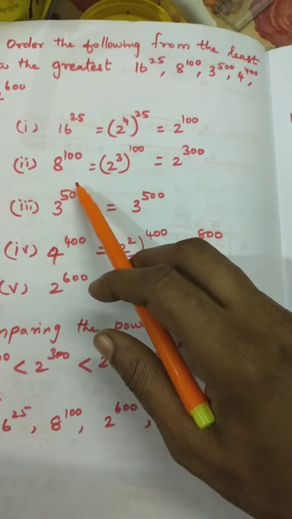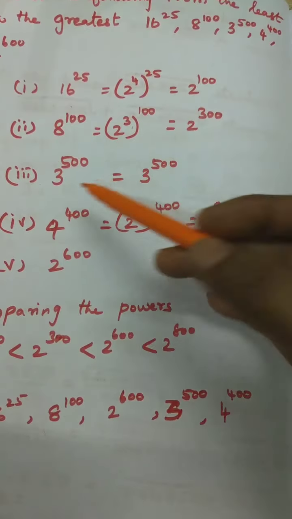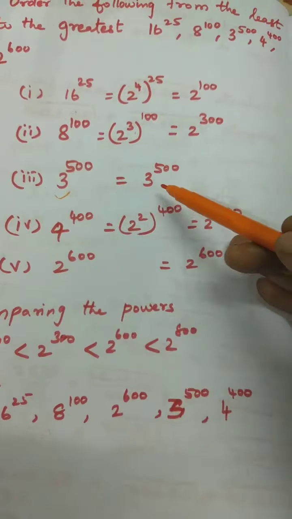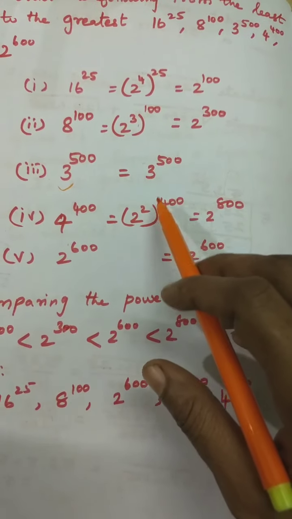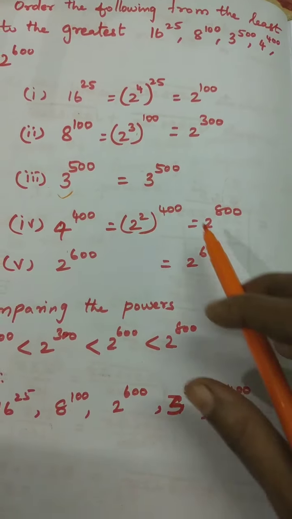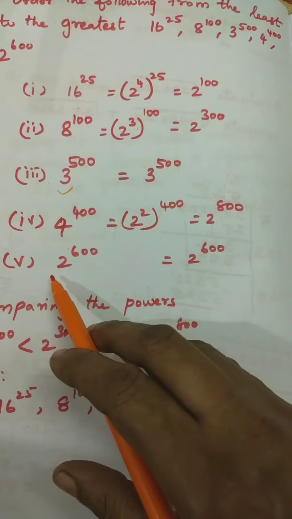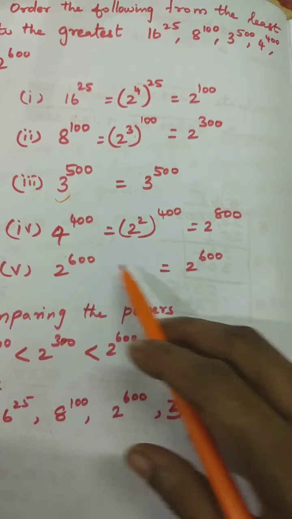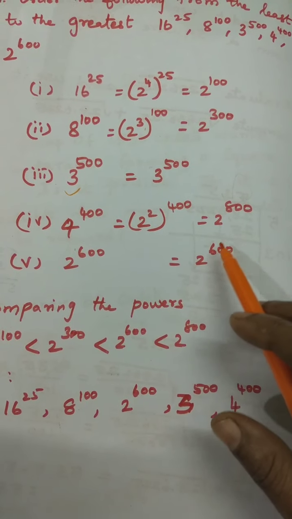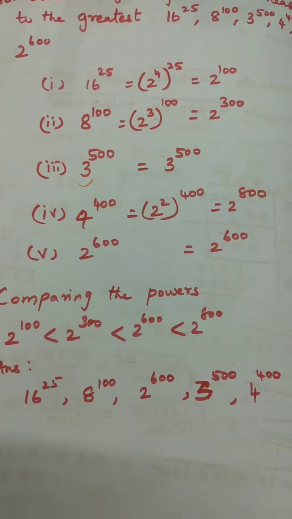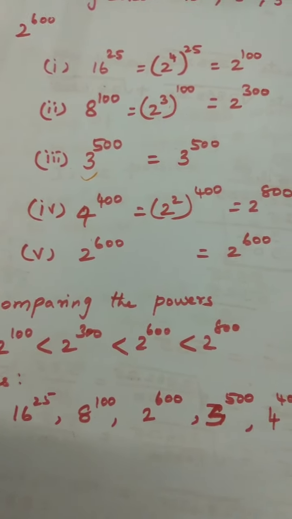Okay. Then 3 power 500 we cannot change, so 3 power 500. Here 4 power 400 means you can write 4 as 2 square, so 2 square the whole power 400. We can write this as 2 power 800. Then 2 power 600 also we cannot change, so 2 power 600.